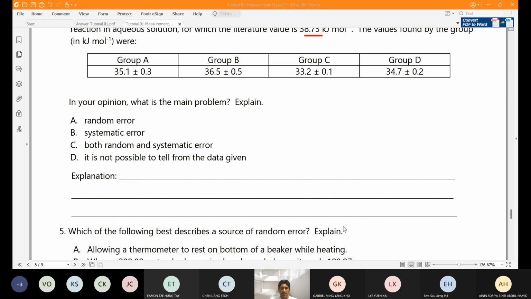Is it a random error or a systematic error? Both random and systematic error. It is not possible to tell from the data given. It is possible to tell from the data given, by looking at the true values here.